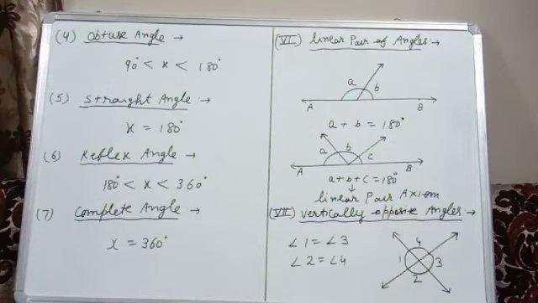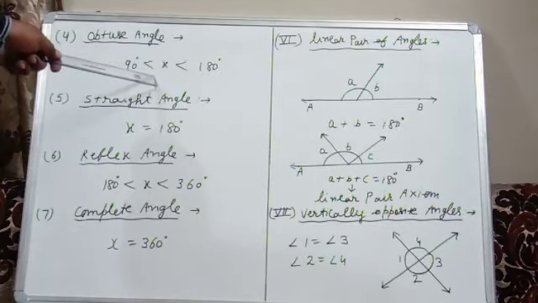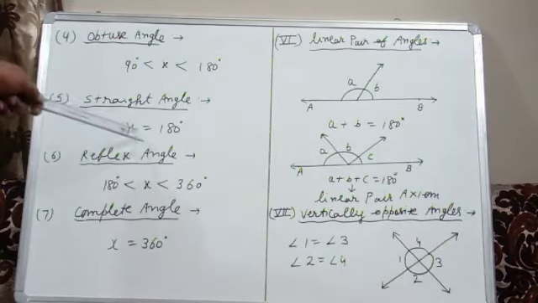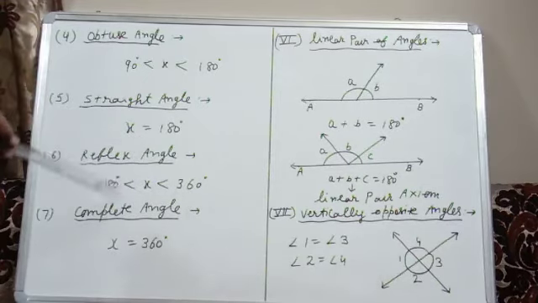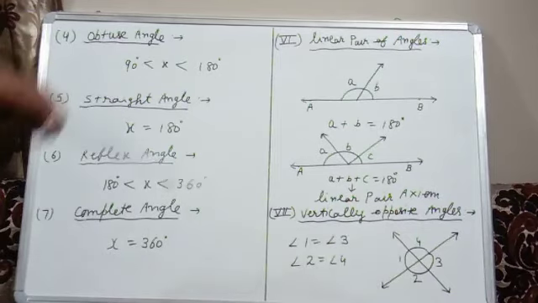Again we will revise angle and its types. Angle is that figure which is made by two rays with the same initial point. Then types of angle, first type zero angle whose value is 0. Second, acute angle, that angle whose value is more than 0 but less than 90. Then right angle, that angle whose value is 90 degrees. Then obtuse angle, that angle whose value is more than 90 but less than 180. Then straight, that angle whose value is 180. Then reflex, that angle whose value is more than 180 but less than 360. And then complete, that angle whose value is 360 degrees is called the complete angle.